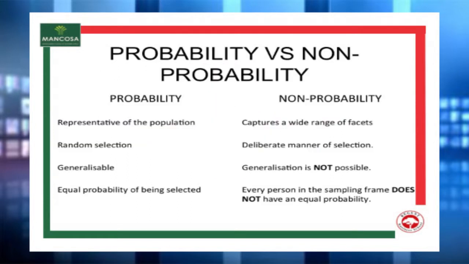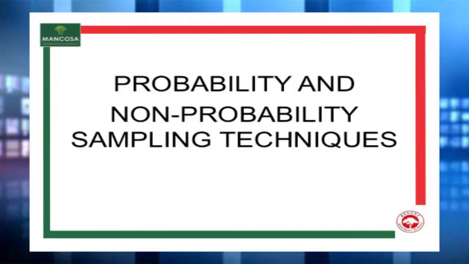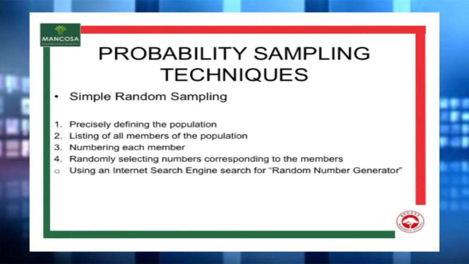To summarize, with probability sampling, the likelihood of any one member of the target population being selected is known. And with non-probability sampling, this likelihood is not known. And this is generally because the number of persons in the target population is not known or is irrelevant. Let's explore some types of probability and non-probability sampling techniques. Probability sampling techniques involve the following.